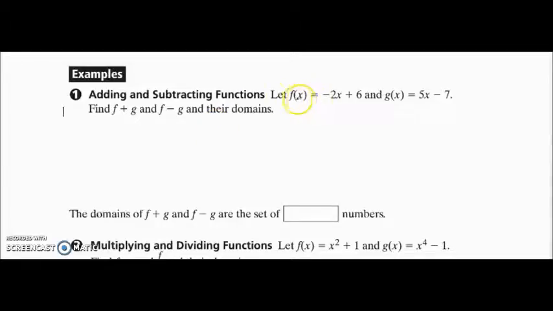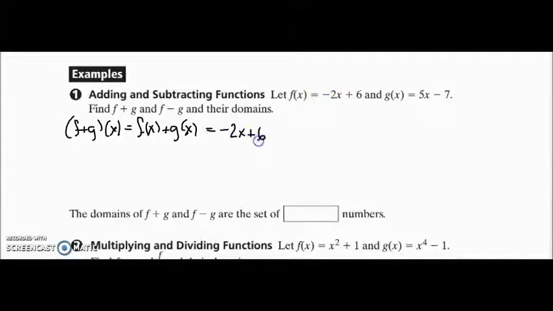We have two functions. We've got f of x, which is negative 2x plus 6, and g of x, which is 5x minus 7. And we want to find, first of all, f plus g of x, and then f minus g. So f plus g is just going to be f of x plus g of x. So let's look up here. f of x is negative 2x plus 6. We're going to add g of x.